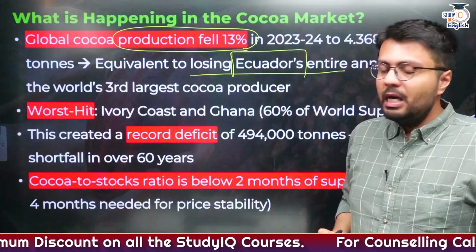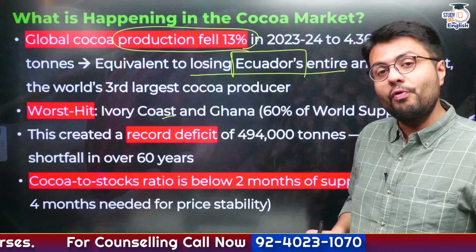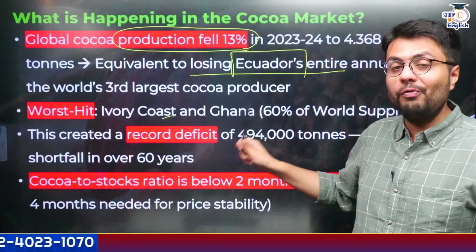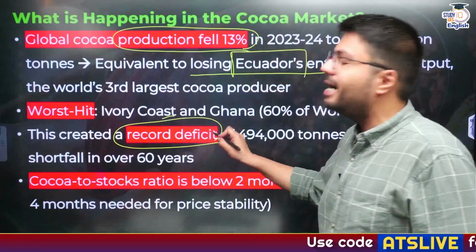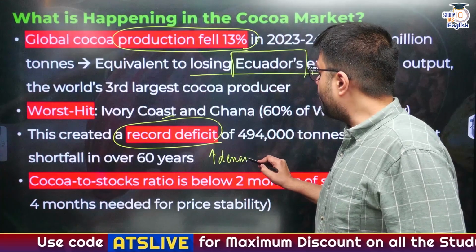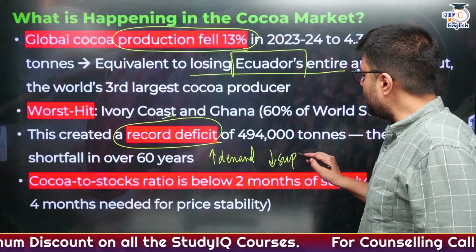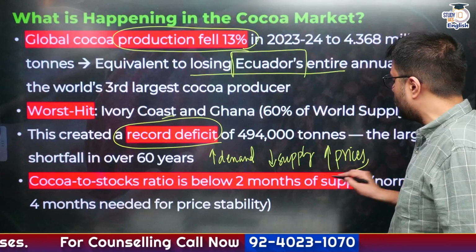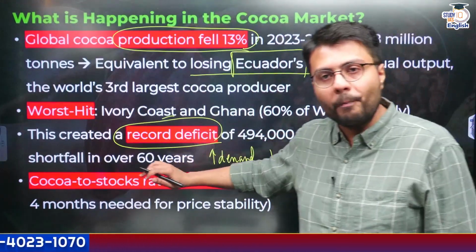Now, the worst hit regions that have faced the brunt of climate change are the major producers of cocoa. As I've already told you, Ivory Coast and Ghana account for more than 60% of global cocoa production. And this has created a record supply deficit. And as I've already told you, when day by day the demand for cocoa and chocolate is increasing, and the supply of cocoa and chocolate reduces, automatically you'll understand that the prices of such a commodity go up or skyrocket. And this is exactly what has happened with cocoa.